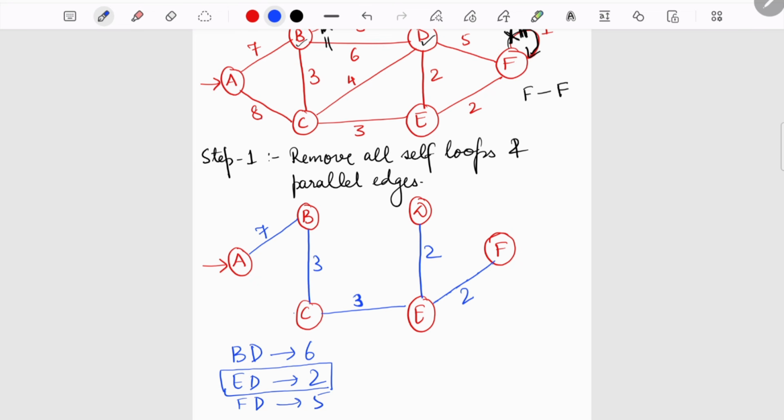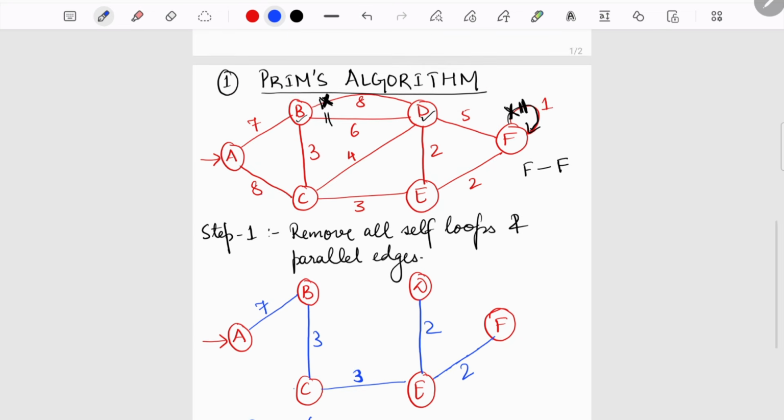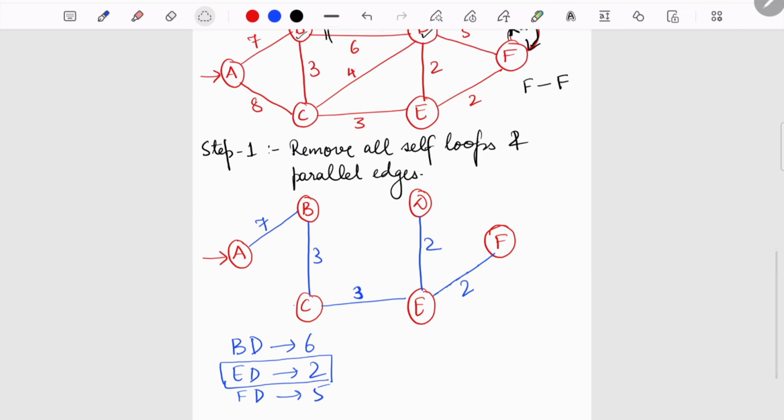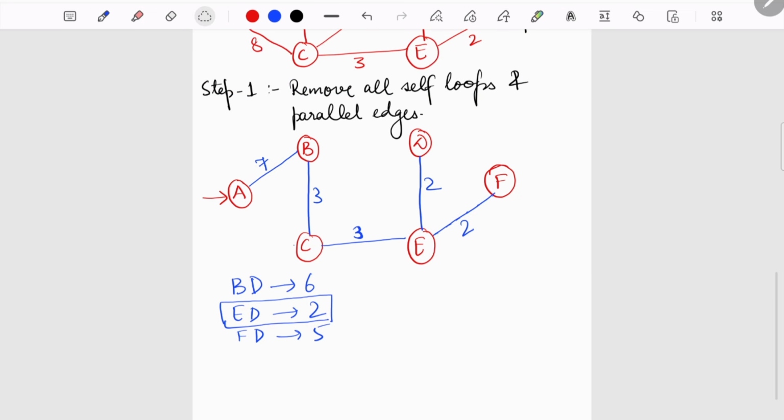Now this is the minimum spanning tree corresponding to the given graph, which is this. Now if you are asked to find out the cost of the minimum spanning tree, can you tell me what will be the cost of the minimum spanning tree here? It will be the sum of all the edge weights of the minimum spanning tree. So what is the weight of AB? So the cost will be like this.